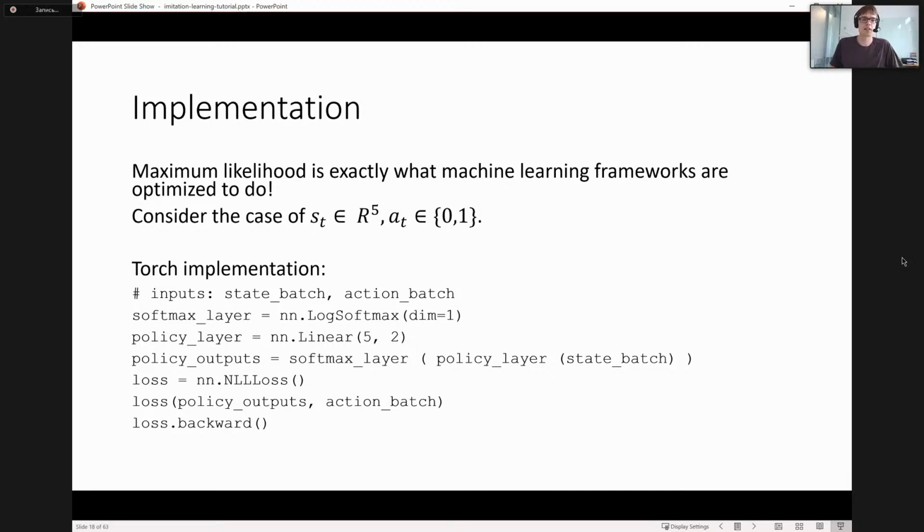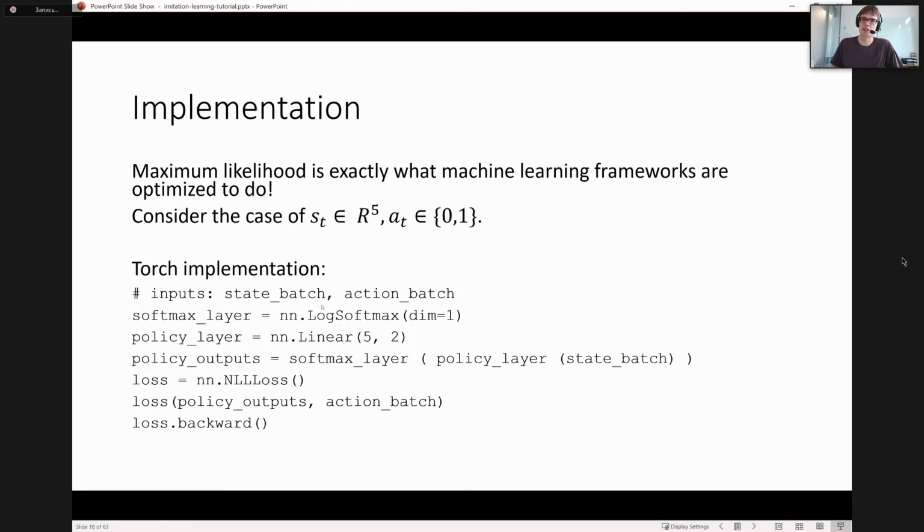So if we go back to imitation learning, where our state is 5-dimensional, and we have just 2 actions, so it's binary, my action at a given state is either 0 or 1, then in this slide, I can show a torch implementation of maximum likelihood, right? I'm going to define my policy to be a linear layer and a softmax layer. I'm defining my softmax layer, I'm defining my linear layer, and I'm defining my policy to be a composite. I'm taking the softmax function of the linear layer of the state. I'm defining my loss as the negative log likelihood. And then I'm computing the loss of the policy that I'm trying to model over the actions that the expert has provided me, and I'm going to backpropagate it, right?